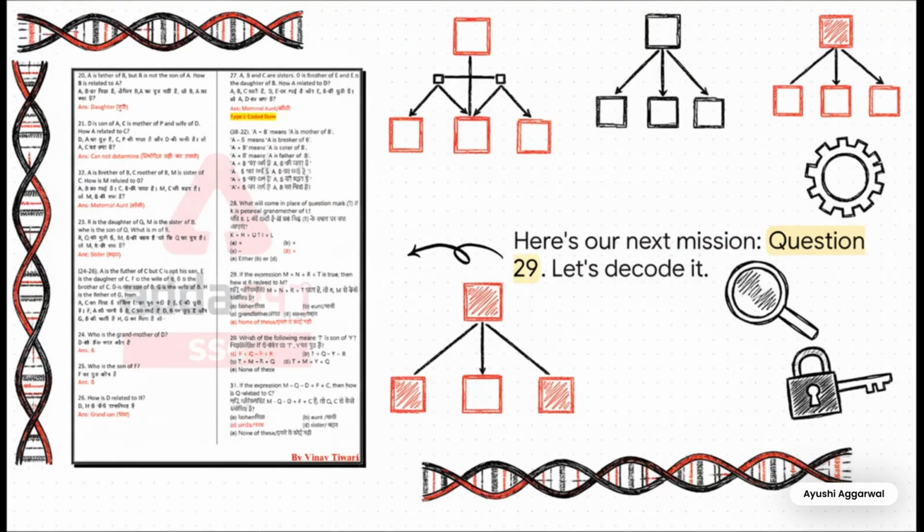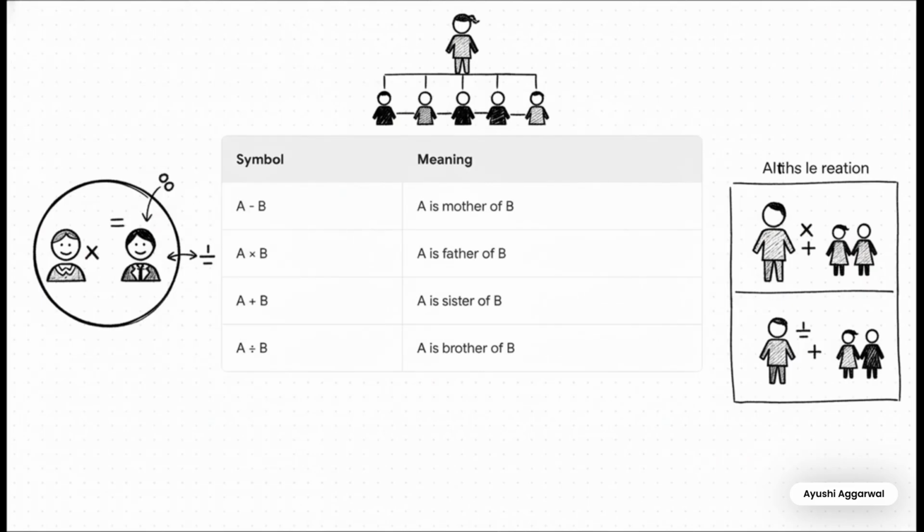Okay, here's our next mission. We're looking at question 29. The expression they've given us is m times n plus r divided by t. And the question is, how is m related to r? Now, to solve this, we first have to decode those symbols using the key they provided in the instructions right above it.